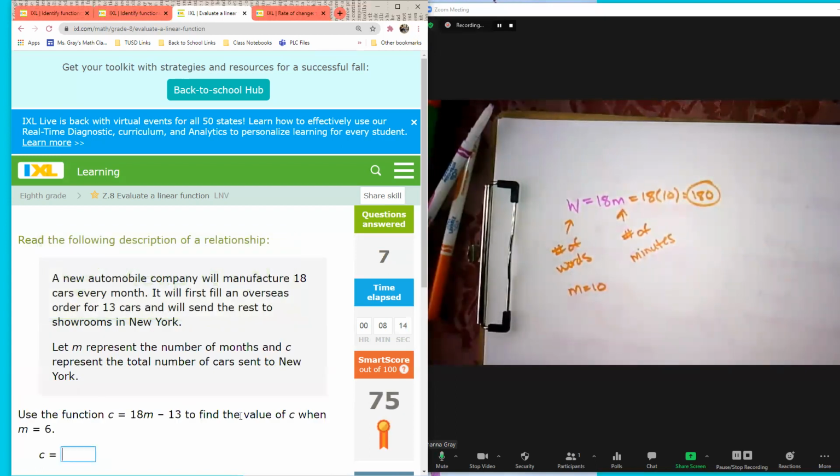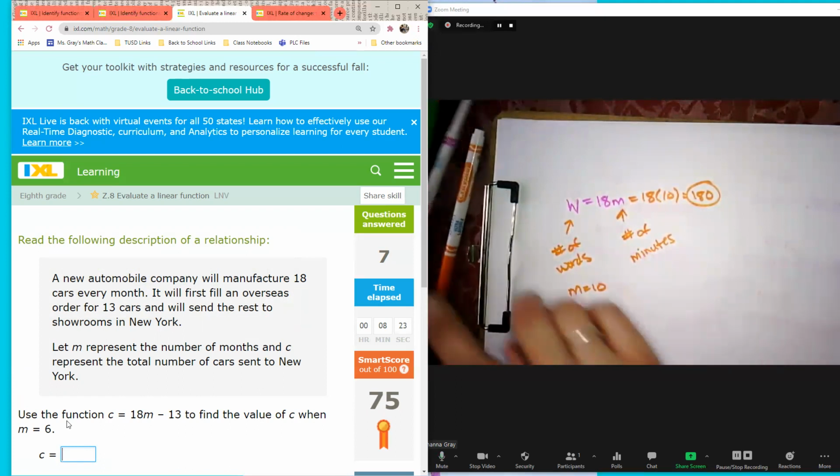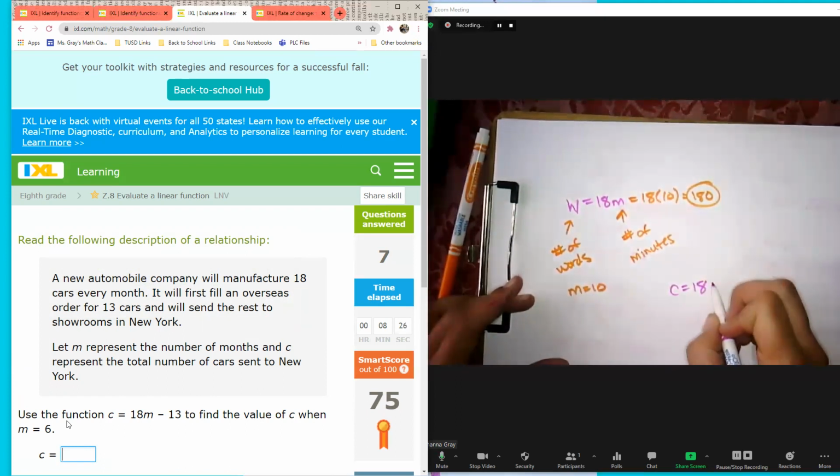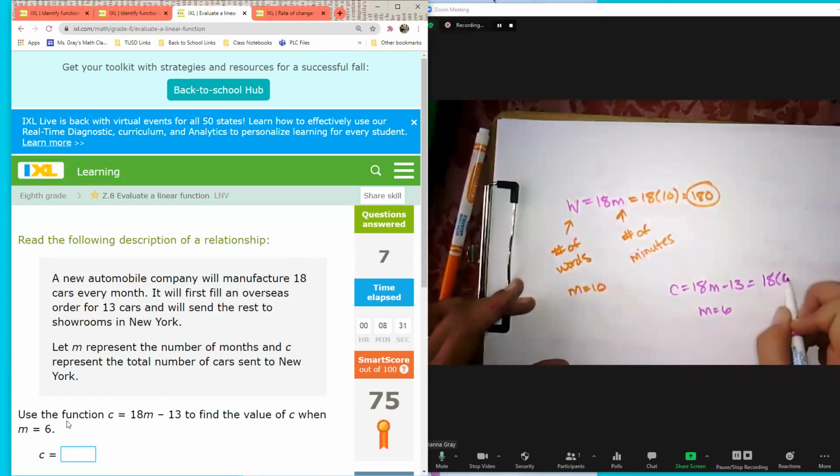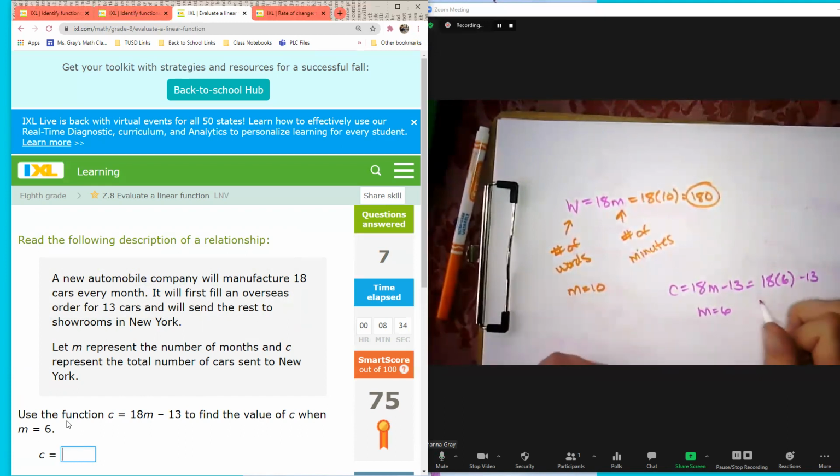Okay, we're up to 75 on my side. Looks like they're making the functions a little bit bigger with numbers that are larger, but really the same idea, right? 18 times M minus 13. So you'd plug in a 6 here. So C equals 18M minus 13. M equals 6. So 18 times 6 minus 13. 60 plus 48, 108 minus 13. Okay. Hopefully I did that right. Let's see. We can check right now.